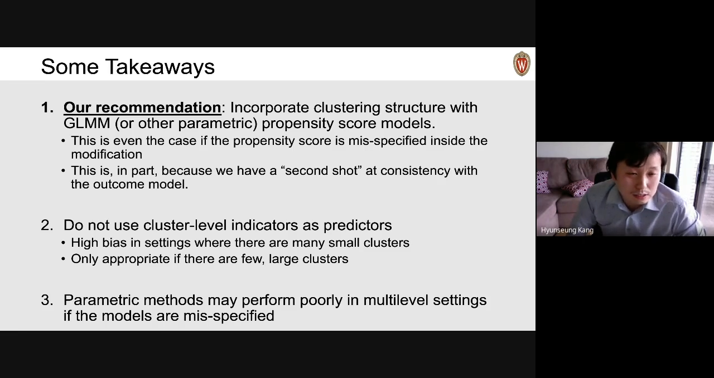The other thing that we learned, and I didn't talk about it in detail here, is that using cluster level indicators or DIJ directly as plugins, as predictors, is a bad idea. It has high bias, and they're only appropriate if there are very few clusters, but the clusters are very large in size. And obviously, parametric methods just generally don't perform well if the models are misspecified.